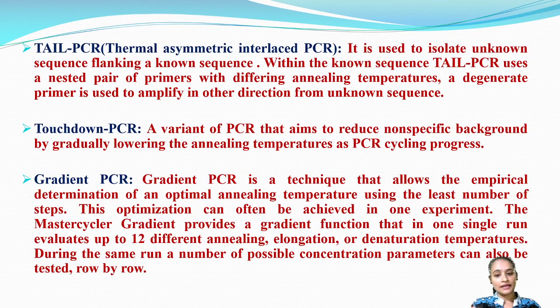Gradient PCR is a technique that allows the empirical determination of an optimal annealing temperature using the least number of steps. This optimization can often be achieved in one experiment. The Mastercycler gradient provides a gradient function that in one single run evaluates up to 12 different annealing, elongation or denaturation temperatures. So in gradient PCR you can keep different temperatures in a single run. During the same run, a number of possible concentration parameters can also be tested row by row.